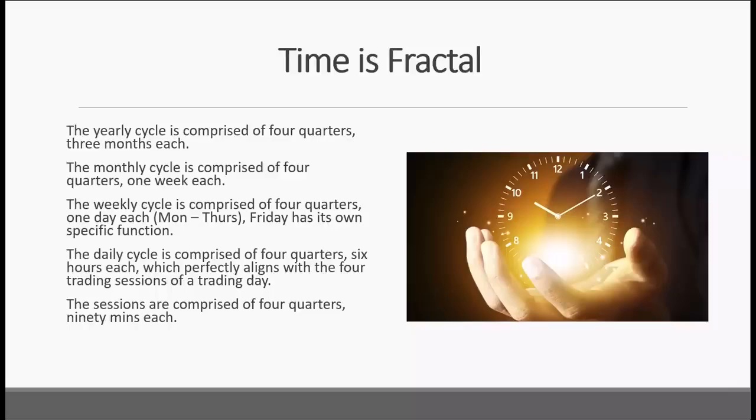Each session is comprised of 4 quarters, 90 minutes each. I refer to them as the 90-minute cycles. In regards to the Asian session, the 90-minute cycles are as follows. 6 p.m. to 7:30 p.m. is the first quarter. 7:30 p.m. to 9 p.m. is the second quarter. 9 p.m. to 10:30 p.m. is the third quarter. And 10:30 p.m. to 12 a.m. midnight is the fourth quarter.